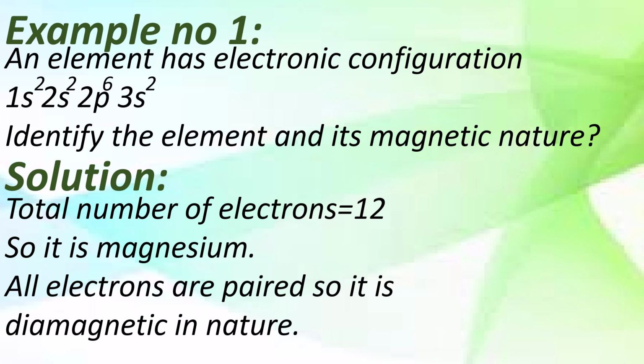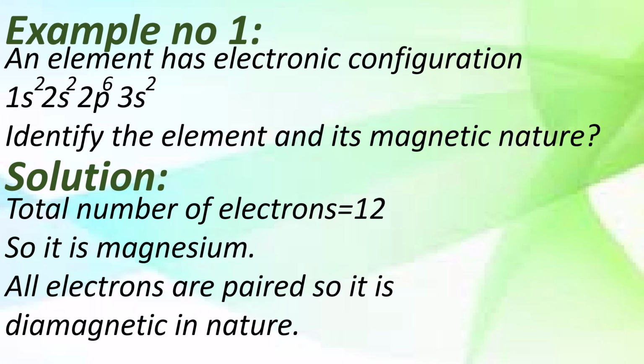Solution. We will count the number of electrons. 1s2, 2s2, 2p6, 3s2: 2 plus 2 plus 6 plus 2 is 12. So the total number of electrons is 12, and the number of electrons in a neutral atom is equal to number of protons. So atomic number is 12 and atomic weight is 24. So it is magnesium.